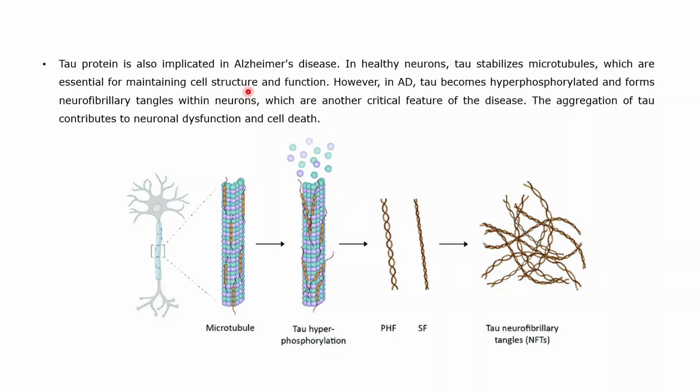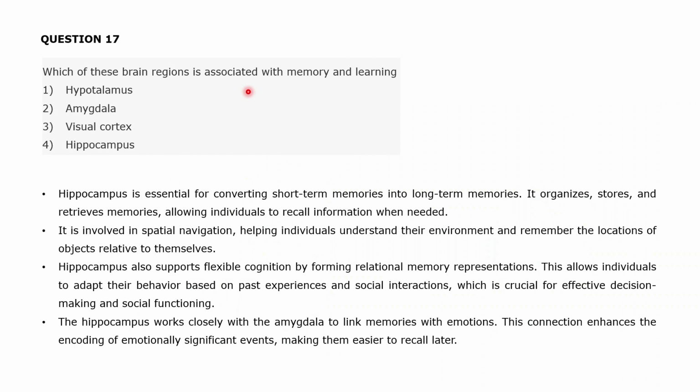Okay, so I think this question is quite clear, so I will need to move on to the next question. Question number 17: Which of these brain regions is associated with memory and learning? First option, hypothalamus. Second option, amygdala. Third option, visual cortex. Fourth option, hippocampus, which might be the answer. We have discussed this earlier.